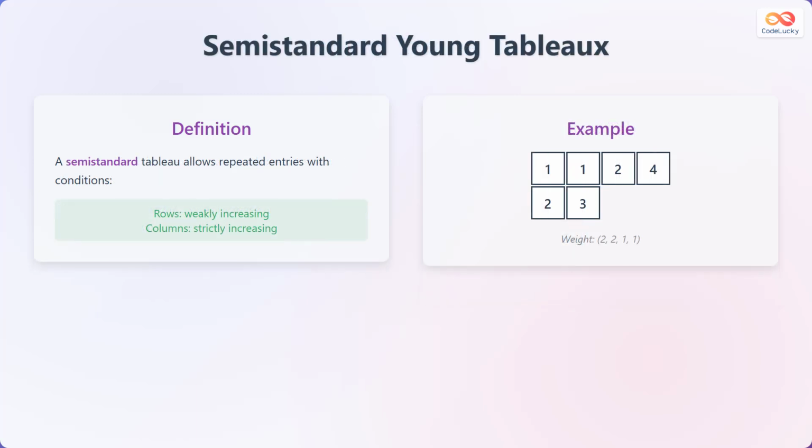A semi-standard tableau allows repeated entries with the following conditions. Rows are weakly increasing and columns are strictly increasing. Consider an example with the shape 4, 2 where the first row has 1, 1, 2, 4, and the second row has 2, 3. This has a weight of 2, 2, 1, 1.